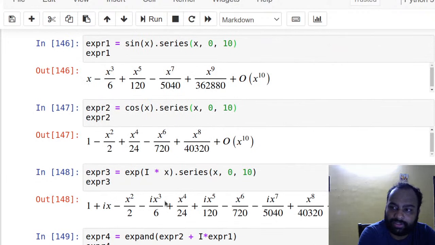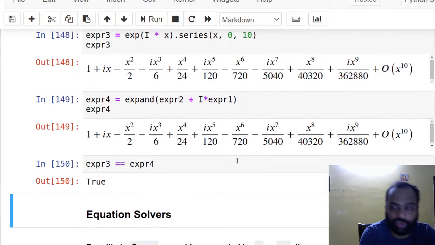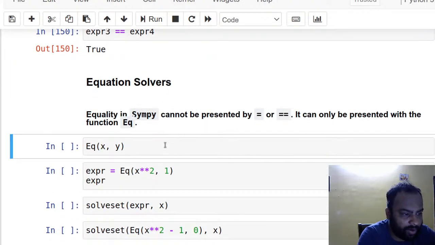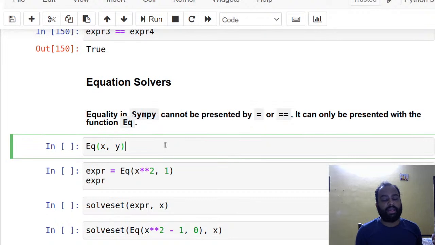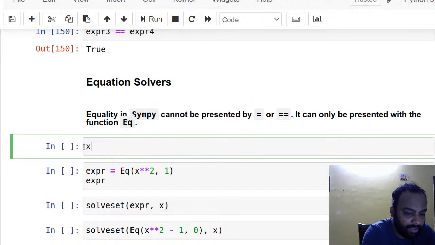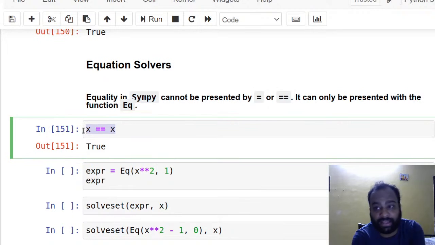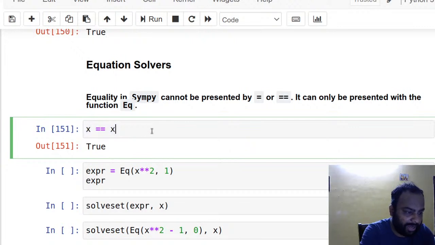Okay, all right. So I think that part takes care of itself. If you want series expansion, you can have that. Again, everything is symbolic for the most part here. Now, in SymPy, you cannot check equality of two symbolic variables with double equal to. So if I say x equal to x, it might say true, but it is not a mathematical true. This is not an equation. If I use double equal to in SymPy, it would be an identity. It won't be an equation.